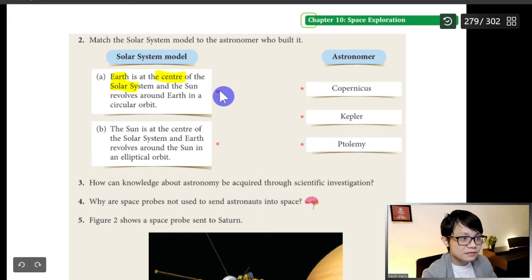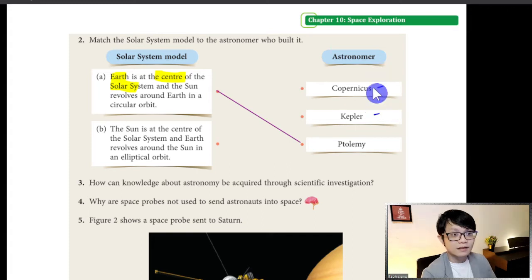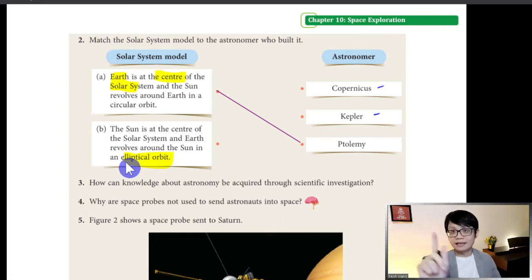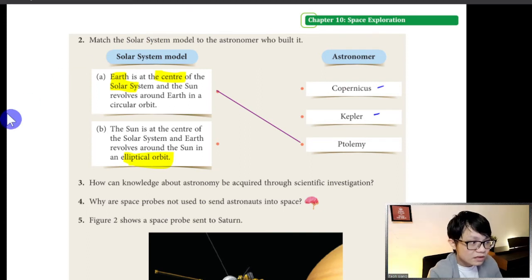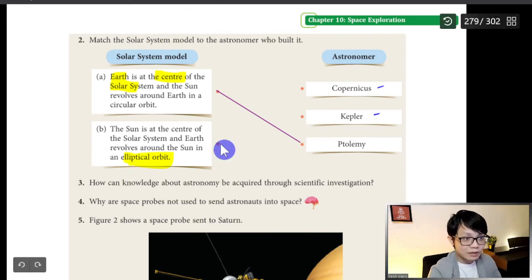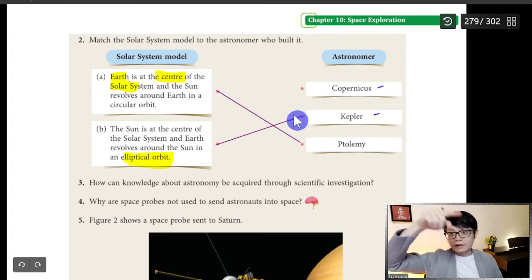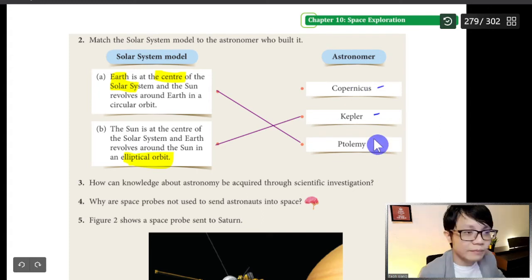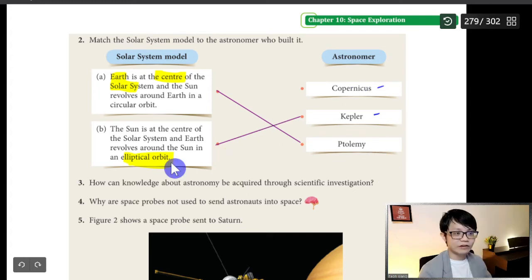The sun is at the center. So there are two people who say the sun is at the center, Copernicus and Kepler, and one more is Galileo, like we learned, the one with the Galileo telescope. Two people say the sun is the center, but one person said that it is an elliptical orbit. It means the orbit is like an egg, not a round circle. So the person that said like an egg is Kepler. Of course, the one that said round is Copernicus. So you just need to remember. I think it's quite easy. Their names are quite related to the thing that they discovered.